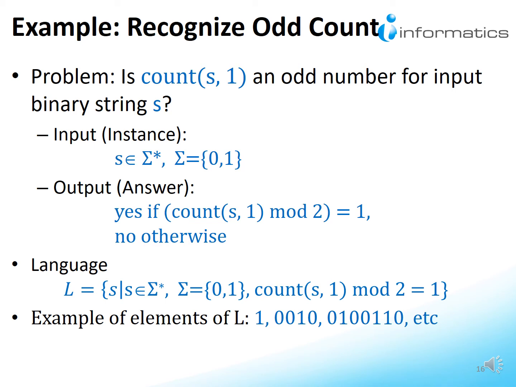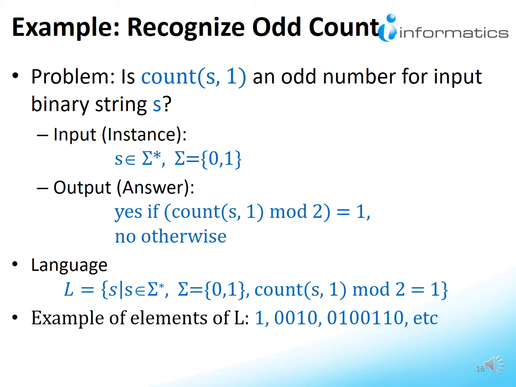Let's look at a very simple computational problem called the odd parity problem. What does the odd parity problem mean? The input is a binary string. In other words, s belongs to sigma star and sigma is 0, 1. The output is yes if s contains an odd number of 1s.